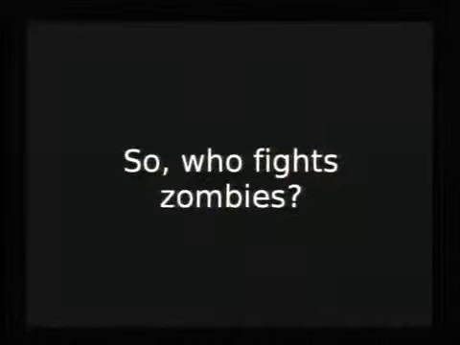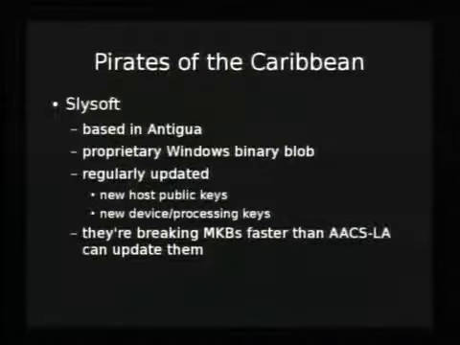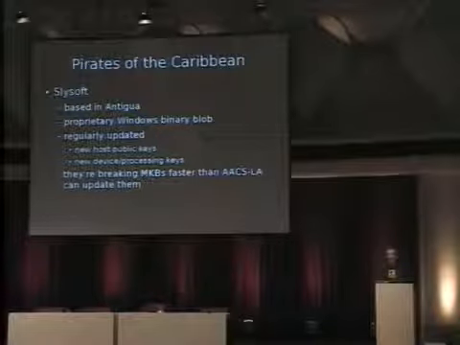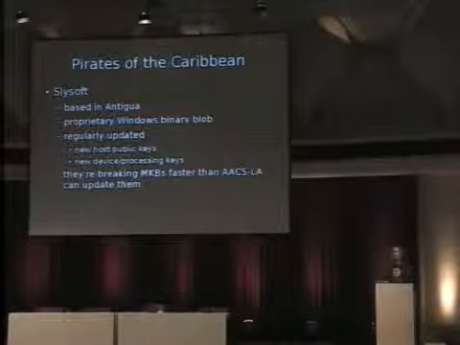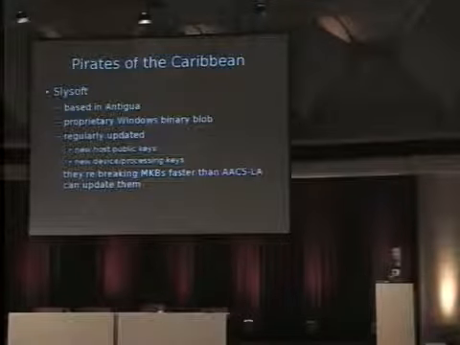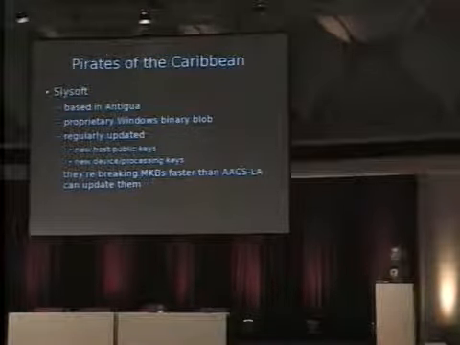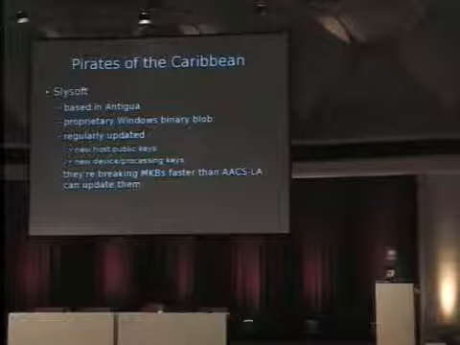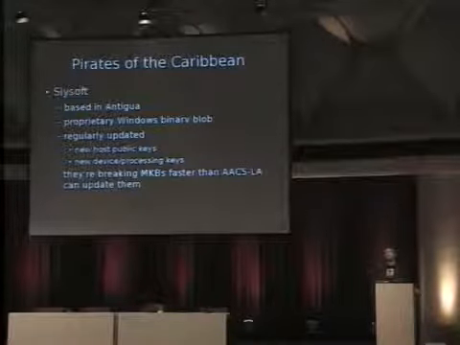So I've talked now about the most interesting features of this zombie DRM system. And the next obvious question is, well, who fights these zombies? The most dangerous adversary that the zombies seem to have at the moment are located in the Caribbean. They're a company called Sliceoft. They're based in Antigua, obviously for legal reasons. They also have the same people run casinos in the Caribbean. Like, they're pretty shady. They sell proprietary Windows binary blobs that break the AACS DRM system. And those binaries are regularly updated.